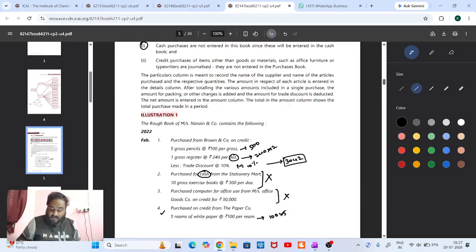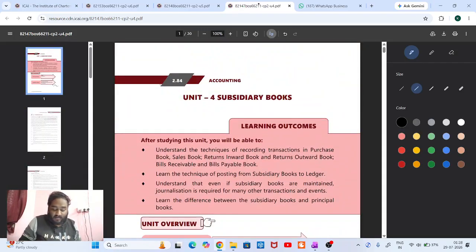Let's start with chapter 2, unit 4, which is subsidiary books.